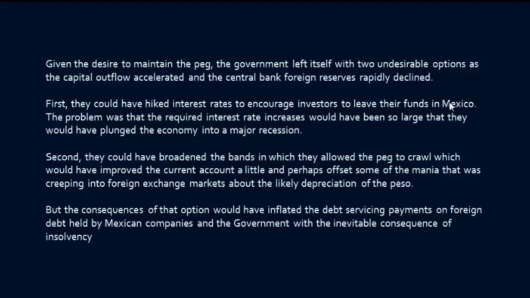The debt servicing would have become very, very large. This is also what's happening here, that when we devalue the rupee, the burden of debt becomes very high.